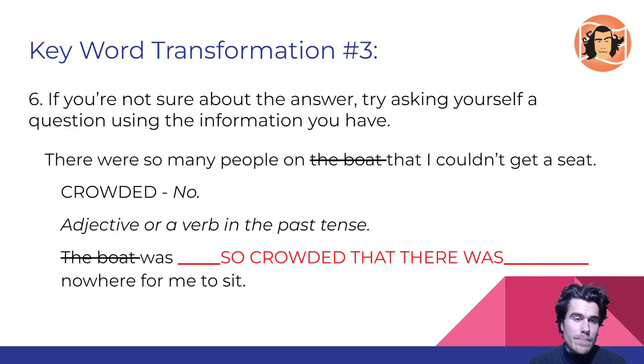Step 6. If you're not sure about the answer, and maybe you have a different answer to me, try asking yourself a question using the information you have. So I'm going to ask myself a question based on my completed sentence. You do the same, and you can do it either for my sentence here or for your own sentence. Pause the video, write down a question, and when you're ready, press play, and we'll see what question I've written down.